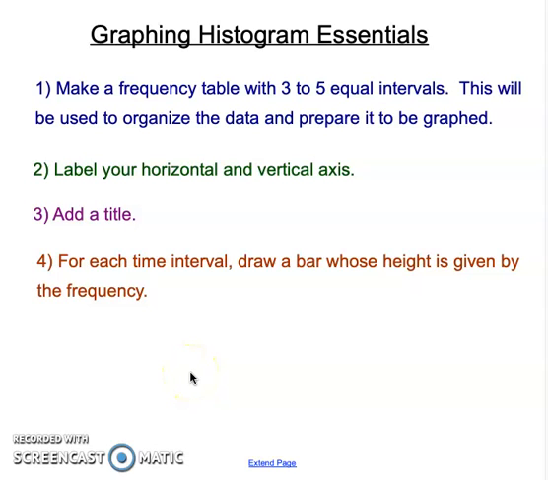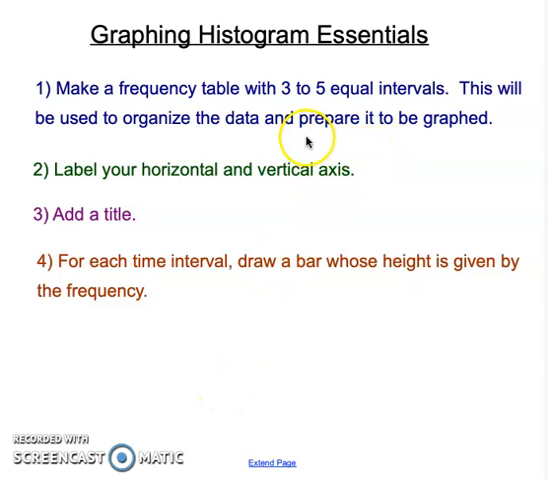Once you have that definition down, let's get down the essentials, things that you need to absolutely make sure you include when graphing a histogram. So get these down in your notes and we'll go through them as we make a couple. Number one, the first thing you're going to do when you're making a histogram is to make a frequency table. Your frequency table is going to have 3 to 5 equal intervals. If you don't know what a frequency table is, don't worry. We'll go over that when we start to make our histograms today.